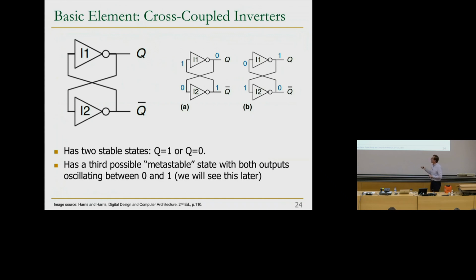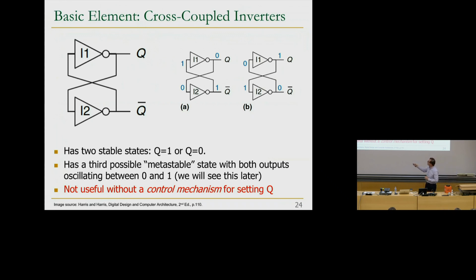But this is another problem. Can anybody see what the problem is? Yes? No? I don't see any hands. So how do I store a 0 or 1 in it? Basically, I don't have any control. It just magically happens to have 0 or 1 and keeps circulating, assuming that it's a 0 or 1.